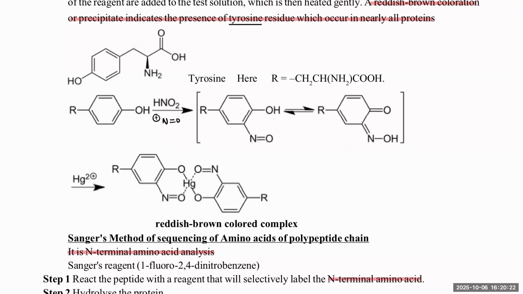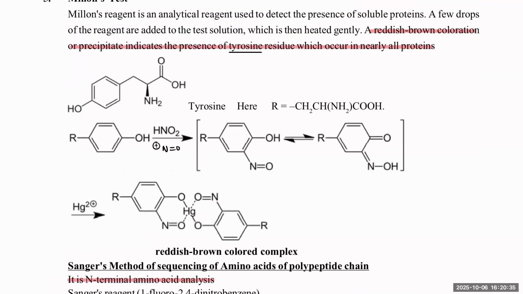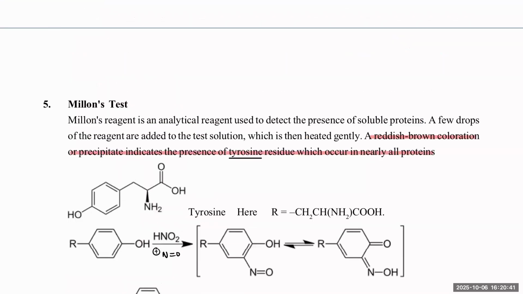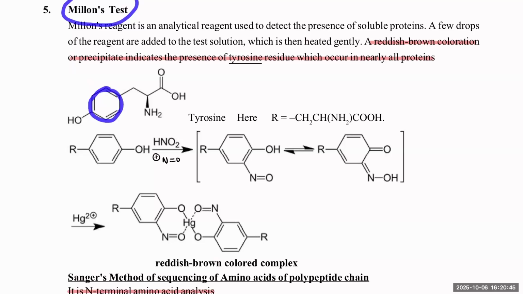So you might ask, sir, do we have to learn all this? No, you only have to know the test. What is the test? What is the color? And what is it valid for? That's it. It's only for your reference. Clear? So you can see a reddish brown coloration of precipitate indicates the presence of tyrosine. Again, this is specifically designed for tyrosine because only when you have such an active ring, you will have NO getting substituted.